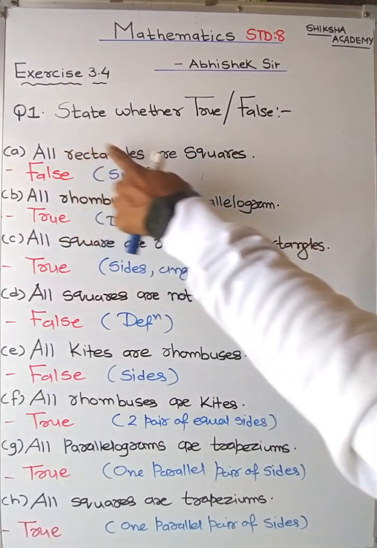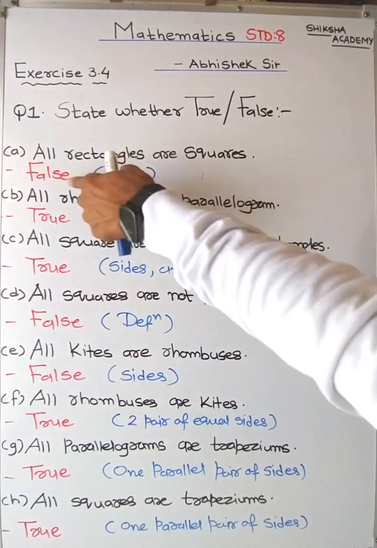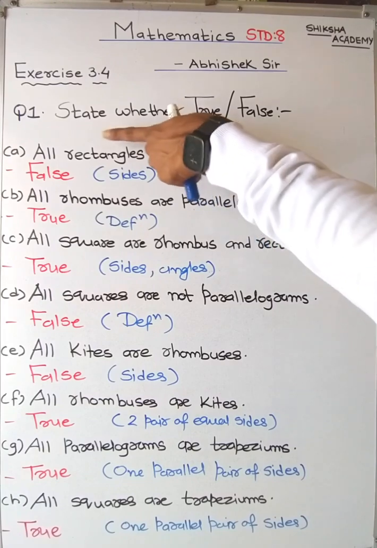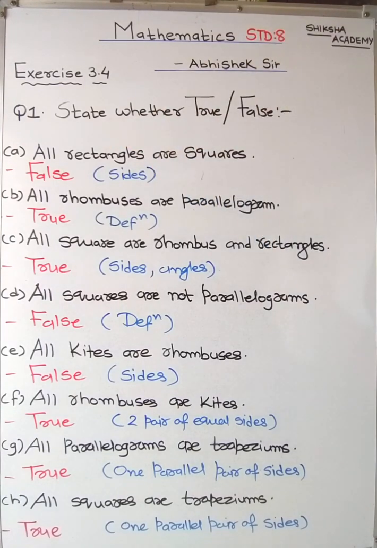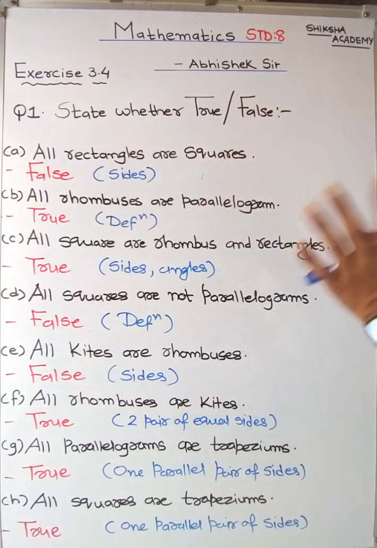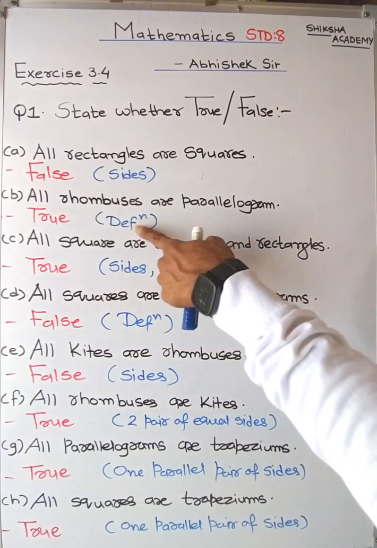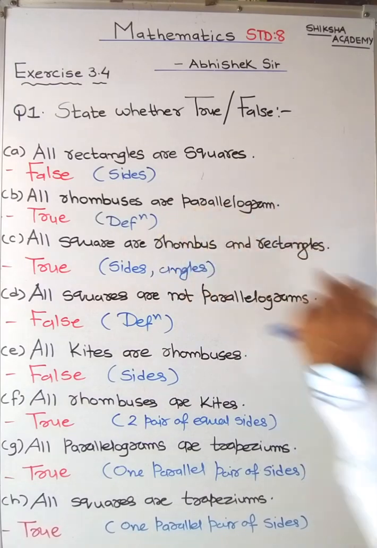Clear? All rectangles are square. This statement is false because squares have all sides the same, but rectangles do not have all sides the same. Clear? So it is false. All rhombuses are parallelograms. So this is true by the definition, so I am not going to explain it.